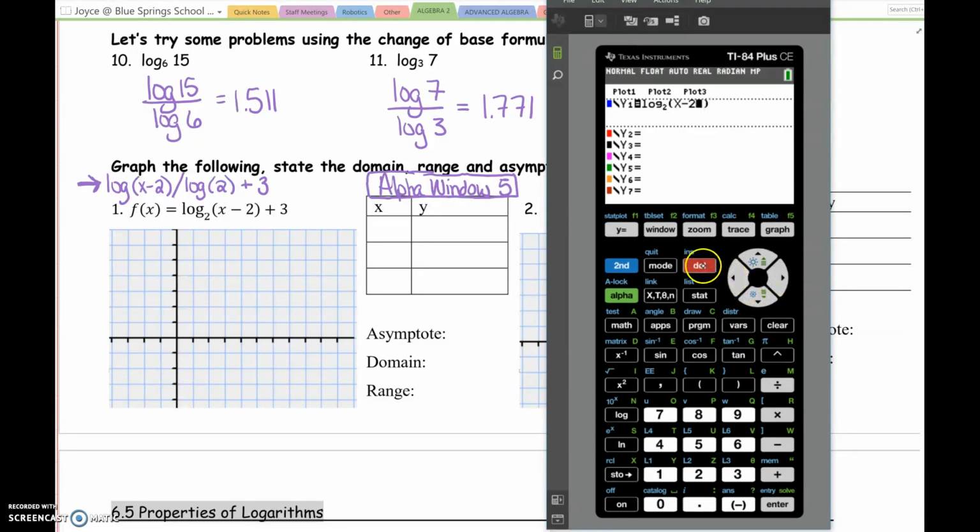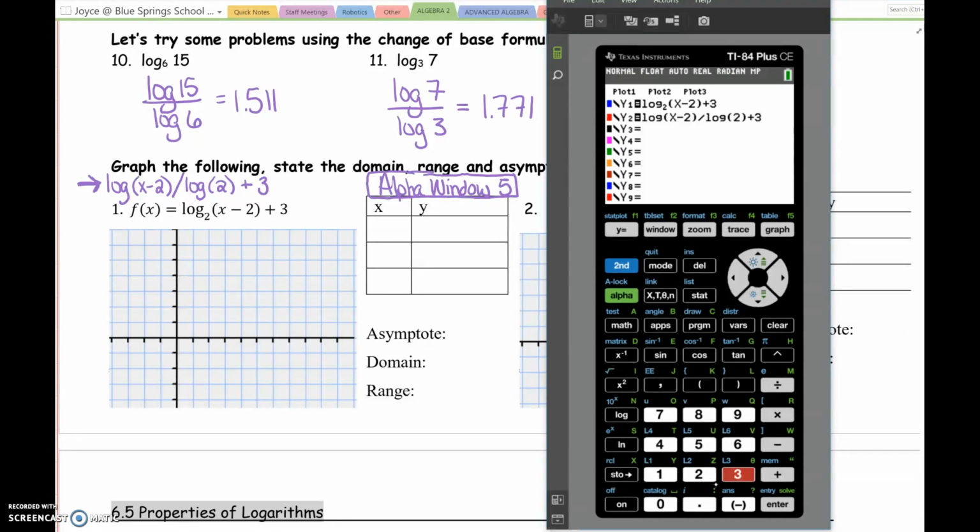Sorry, you don't have to type in parentheses. Get out of your parentheses and then type in plus 3. And I'm going to show you, if you have an older calculator, you would do log button x minus 2, close your parentheses, divided by log button 2, close your parentheses, and then plus 3. Both of those are the same.